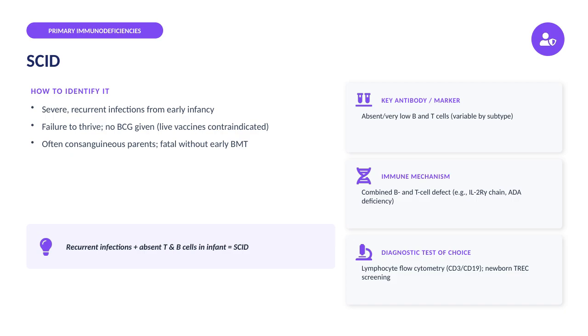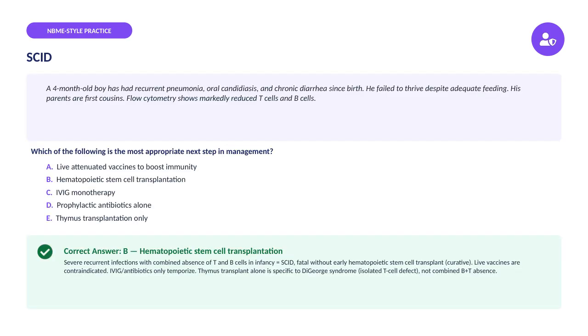identify SCID early. This infant shows classic signs of severe combined immunodeficiency, or SCID, which is characterized by a lack of both T cells and B cells, leading to severe infections like pneumonia, oral candidiasis, and chronic diarrhea from early infancy, along with failure to thrive. The fact that the parents are first cousins increases the likelihood of a genetic cause for this condition.